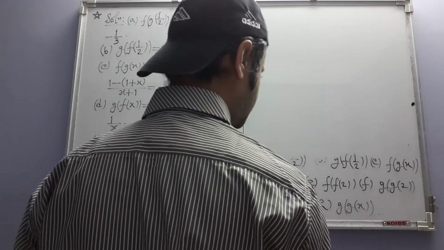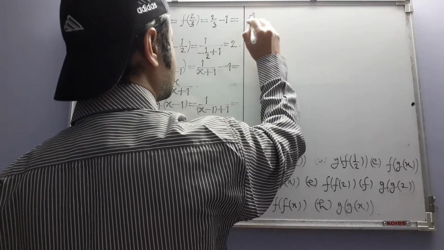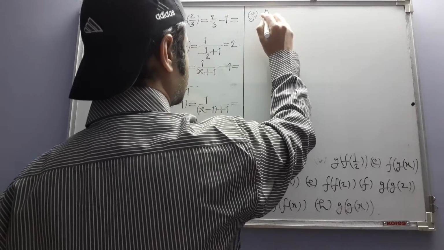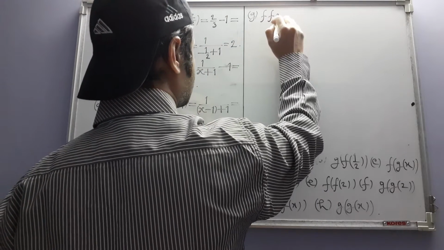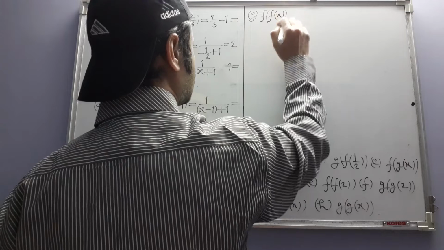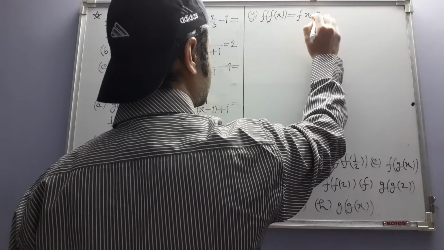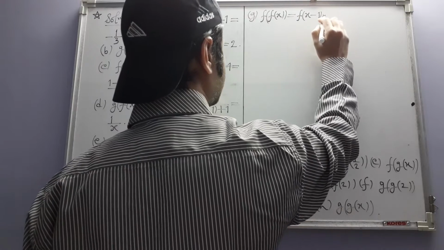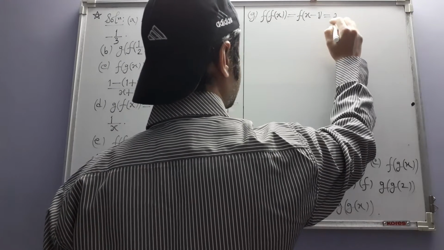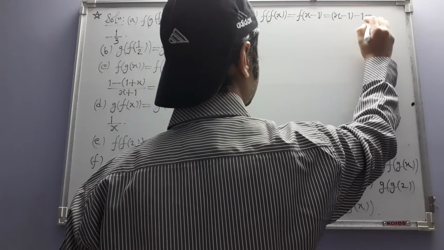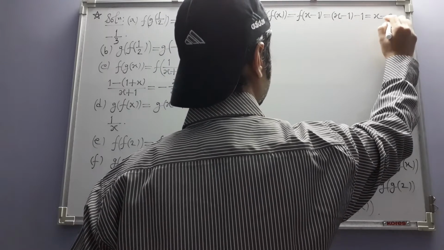F g. f of x is x minus 1, and f of that is x minus 1 minus 1, that is x minus 2.